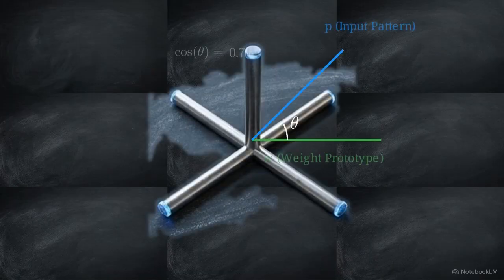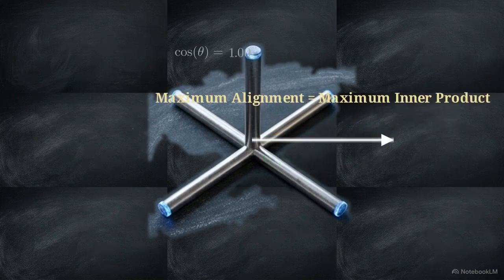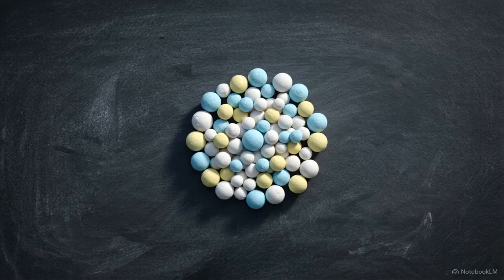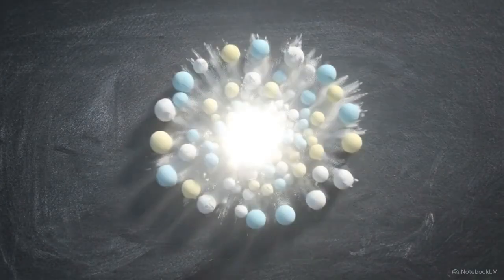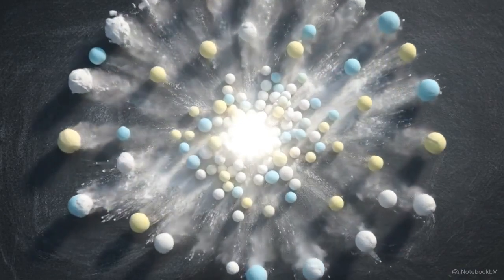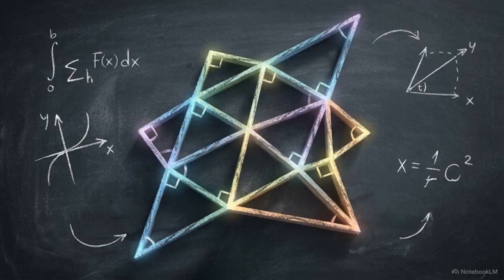The inner product reaches its maximum value when the angle between the input pattern and the weight prototype is 0. They point in the same direction. In a competitive layer, the neuron with the highest inner product, the closest alignment, suppresses its neighbors and wins the competition, firing to recognize the target pattern. The inner product is the physical mechanism the neuron relies on to measure similarity and execute pattern recognition.